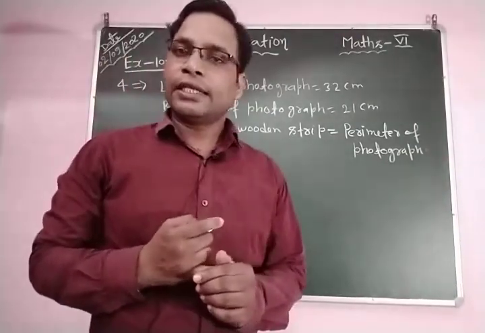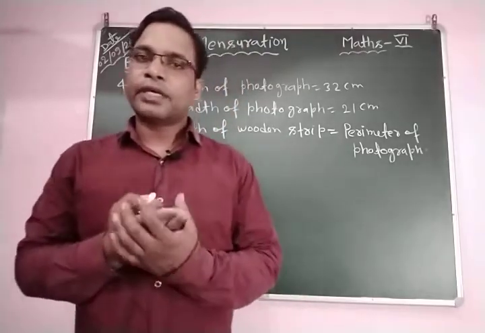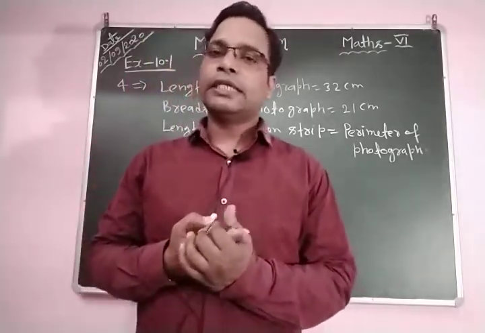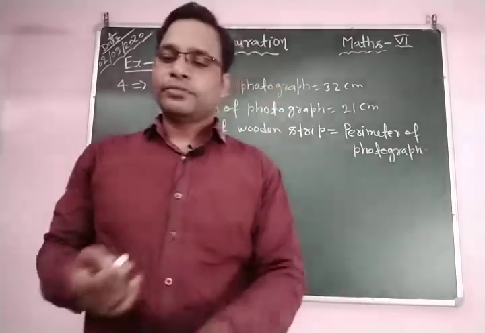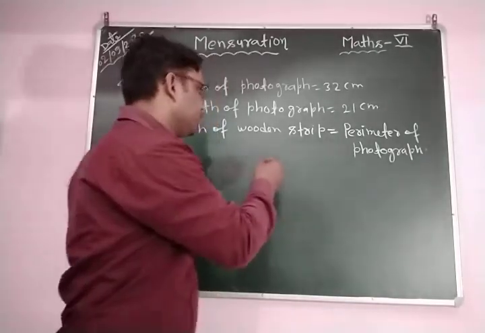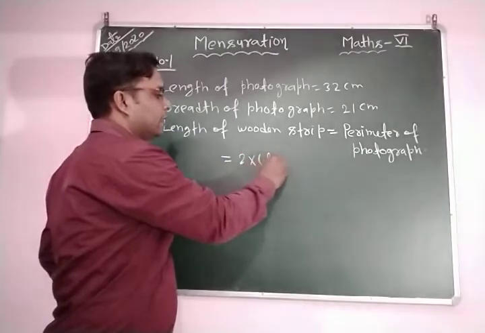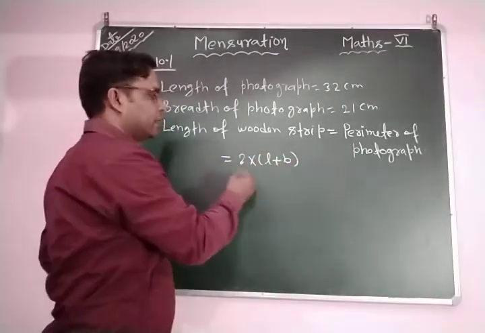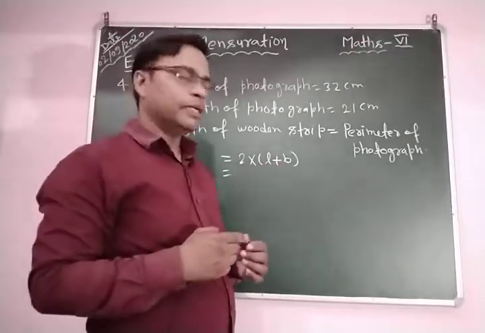You can see here length is given, breadth is also given. It means that in the plane figures which have length and breadth, this is a rectangular photograph. So we use the formula of rectangle. What is the formula of rectangle? We know that the perimeter of a rectangle is 2 into (L plus B), where L represents length and B represents breadth. Clear?